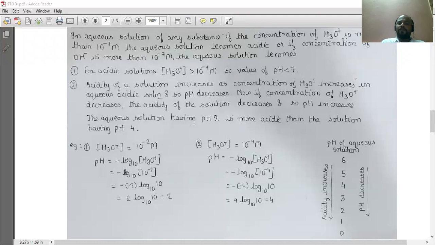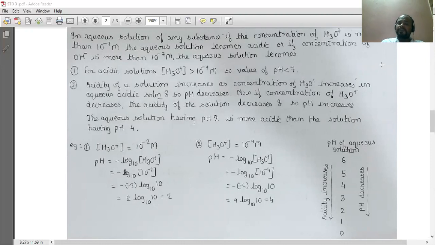The acidity of a solution increases as the concentration of hydronium ion increases in an aqueous acidic solution. So pH decreases. I repeat, acidity of a solution increases as the concentration of hydronium ion increases in an aqueous acidic solution. So pH decreases.